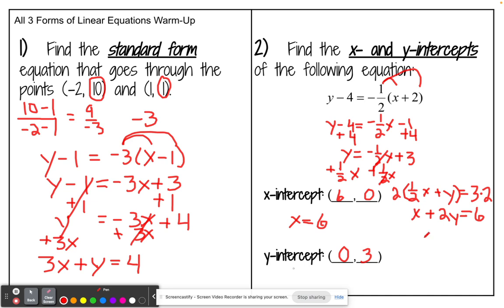For my y-intercept, I'd make my x 0, so I'd be left with 2y equals 6. And then I divide both sides by 2. And I would get y equals 3, which we already knew, because when we had it in slope-intercept form, we knew that our y-intercept was 3. But I thought I'd show you just so you could see that I wasn't making stuff up, that's true. 6 divided by 2 is 3.